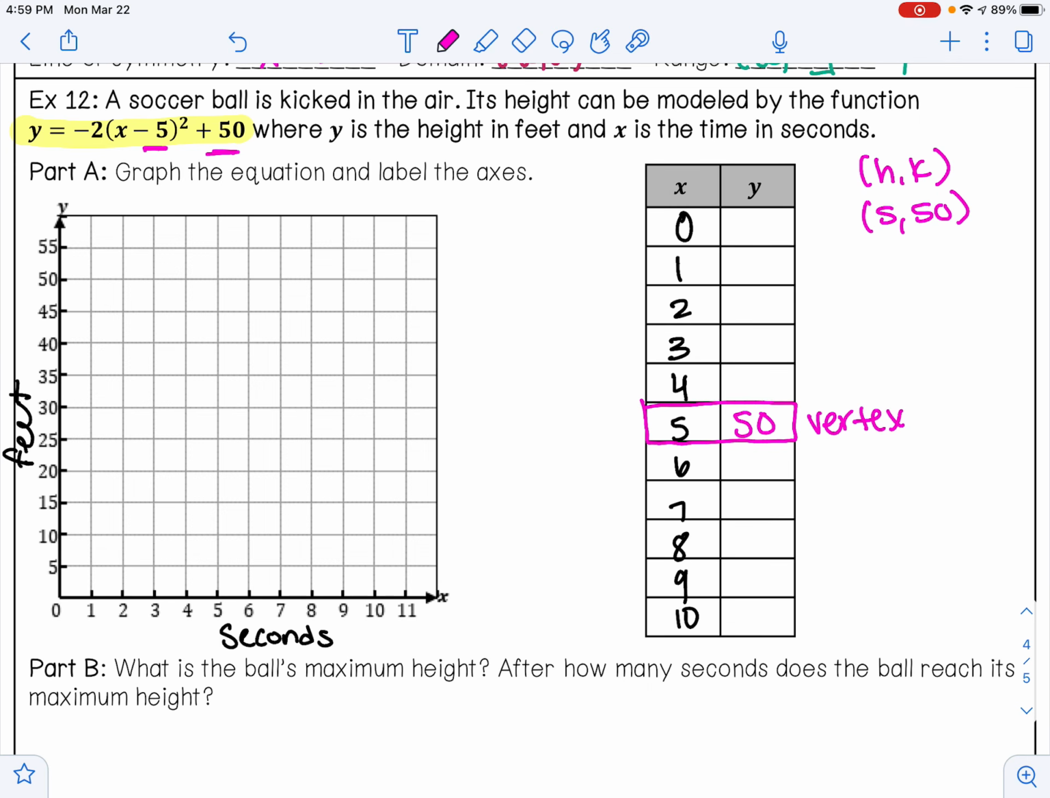So this right here is going to represent my vertex. And what I'm going to do is plug in these values of x into the equation and get the corresponding y values. And from here, I'm going to plot those points.